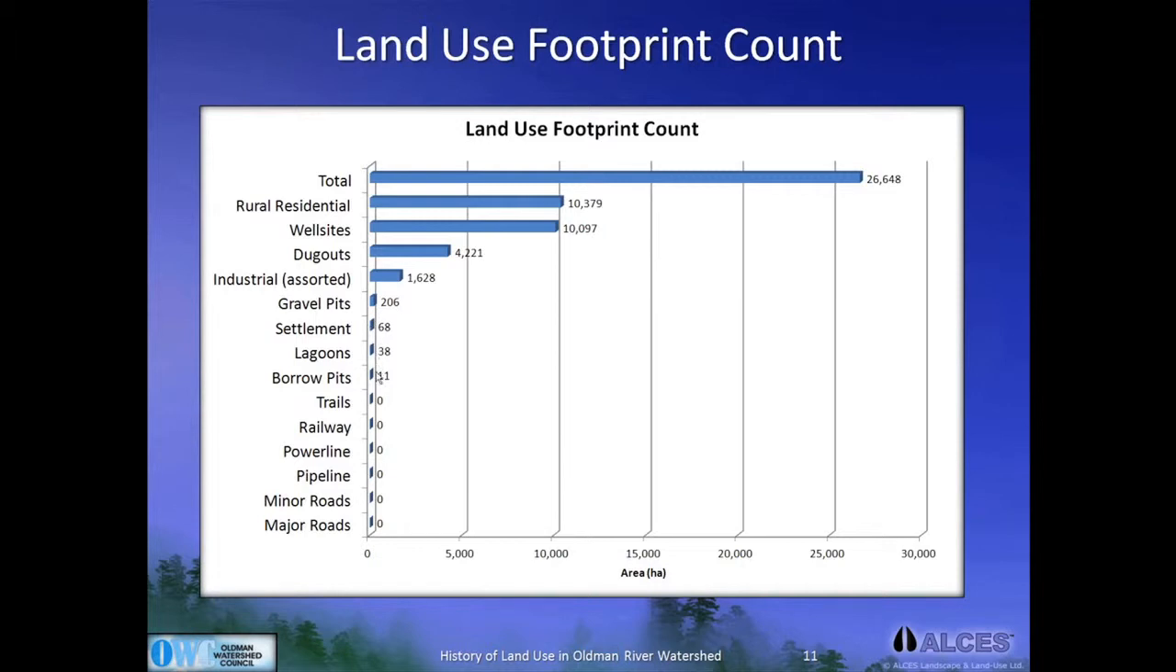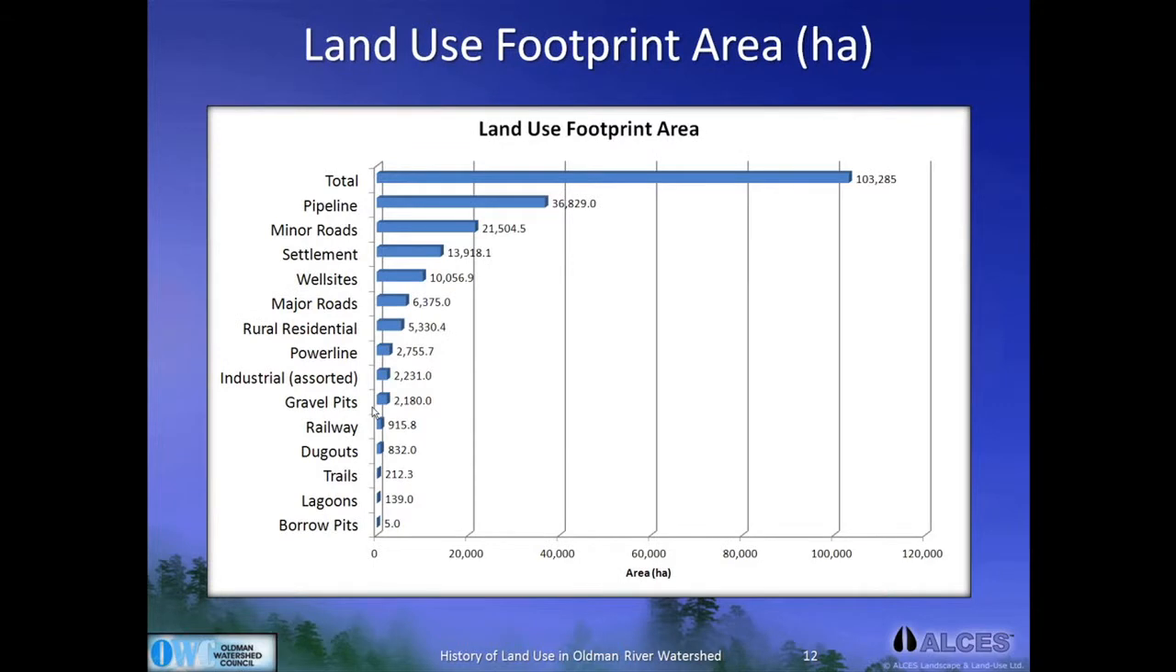So that's count. In terms of area, there's about 103,000 hectares of these footprints, again, not including croplands, and the most common in area, or expansive in area, would be that of pipelines, 37,000 hectares, minor roads, 21,000, settlements, 13,000, and then on in decreasing area.